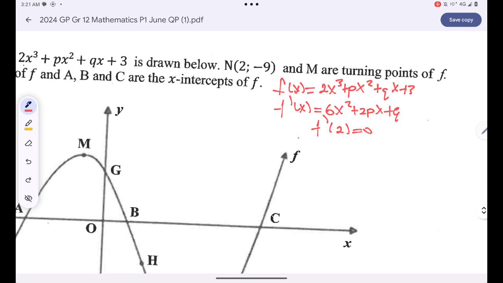So this simply means that 6x squared plus 2px plus q will be equal to 0 if x is equal to 2. So this will give me 4 times 6, that's 24, plus 4p plus q equal to 0. Therefore, q is just -24 minus 4p. This is my first equation, right?